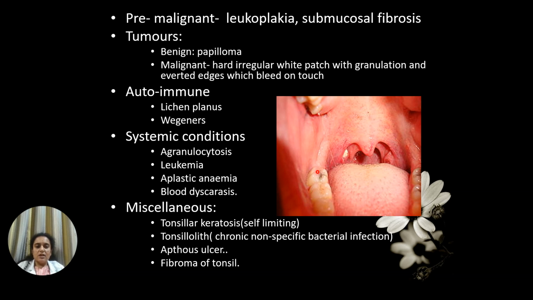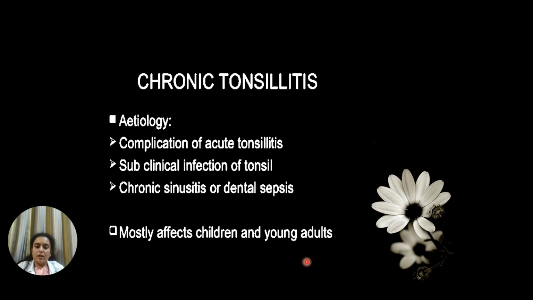Miscellaneous conditions: tonsillar keratosis, where food debris tends to accumulate in the crypts. It also presents like a white patch, and it is self-limiting. A tonsillolith, which is a stone formation in the tonsil, a simple aphthous ulcer, and a fibroma. These are miscellaneous conditions. So these were all the differential diagnoses of a white patch over the tonsil.